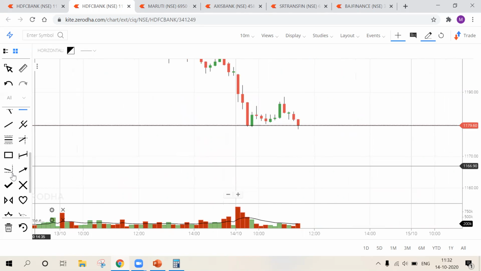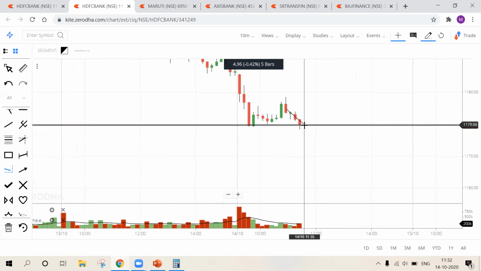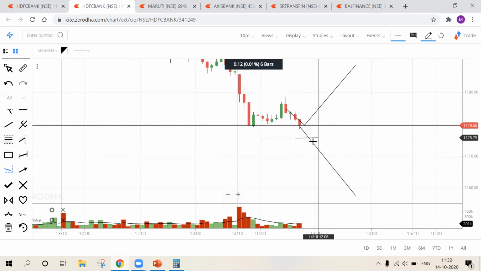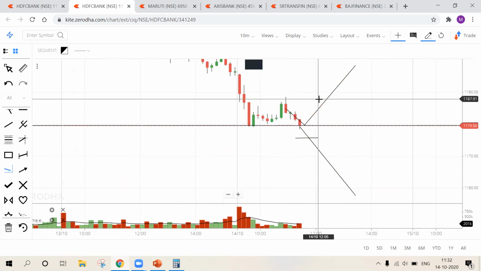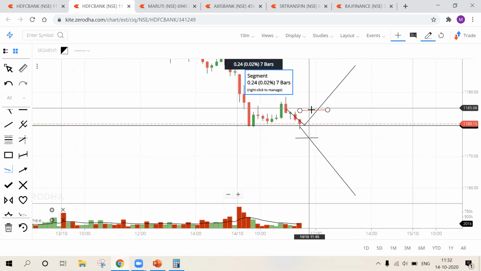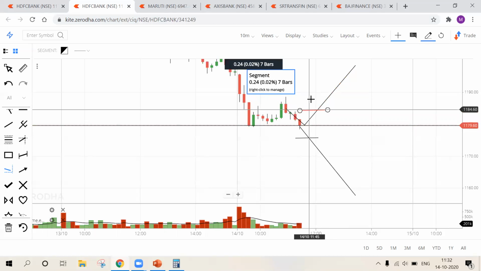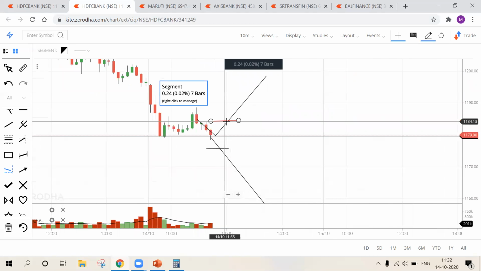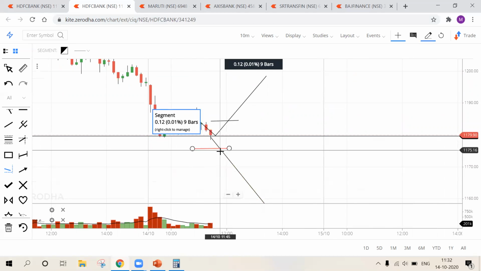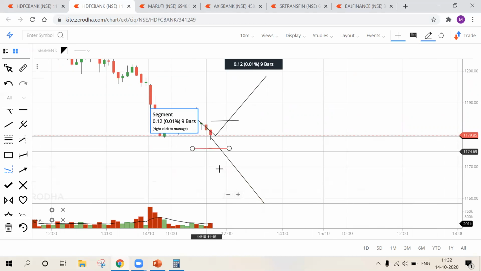So in this scenario, it may take support and bounce back, or it may break this level and come down. If it's coming down, you need to look for lower low formation. If it's rejecting from the key level, you need to look for higher high formation. If you get higher high formation, you need to make a buy position after considering our confirmations. If you get lower low formation, you need to make a sell position after considering our confirmations.